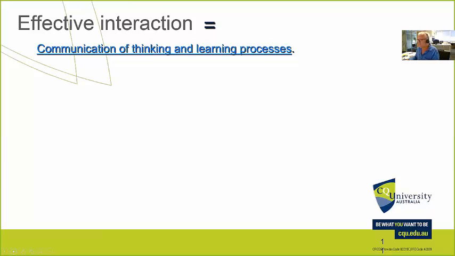Effective interaction equals communication of thinking and learning processes. And that does bring us back to the whole notion of safety in the classroom: legality, safety, ethics. Make sure you cover those, because even in a simple blogging task like that, you can see how they come into play.